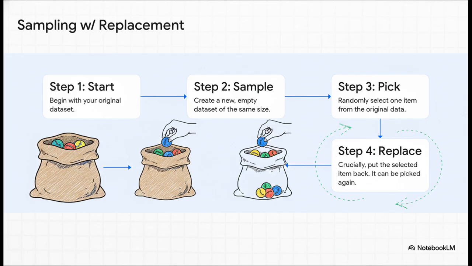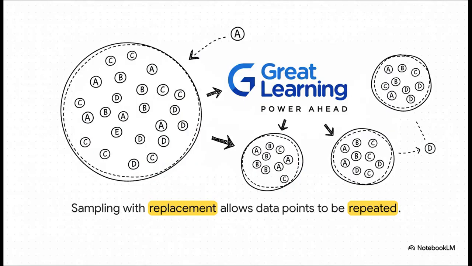You don't keep it out. Then you pick again. Because you're putting it back, you could totally pick that same marble again, and again. And you just keep doing this until your new bag is full. And you can see exactly what happens here. Since we're putting those data points back every single time, some of them, like A and C in this picture, might get picked a few times, but then others might not get picked at all, just by random luck. And by doing this, we end up with all these unique data sets to train our committee on.